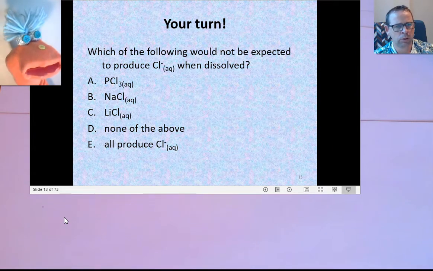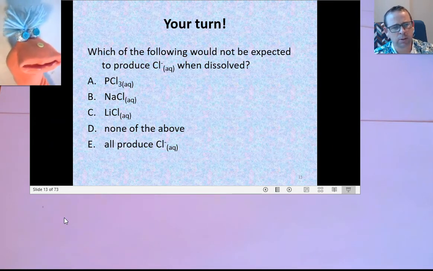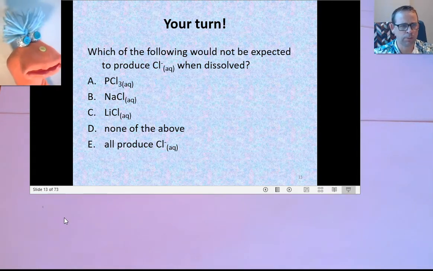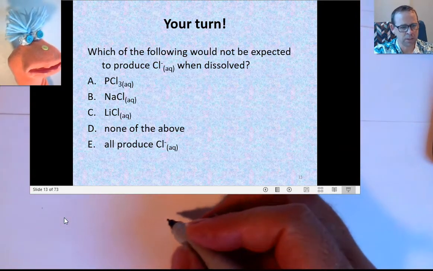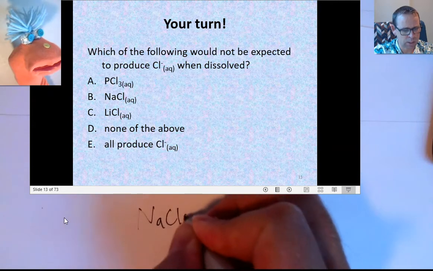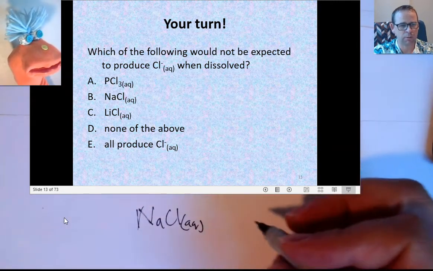I think they all would. Let's see. Yeah, I think that they pretty much all would. How do you know that, Fred? Because I was working on some dissociations. So, for example, sodium chloride. Yeah, what would be the ions? When we see sodium chloride like that and a Cl aqueous, what is it that we should be thinking of?